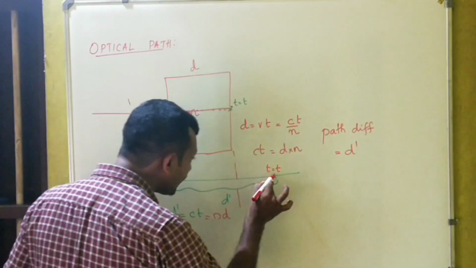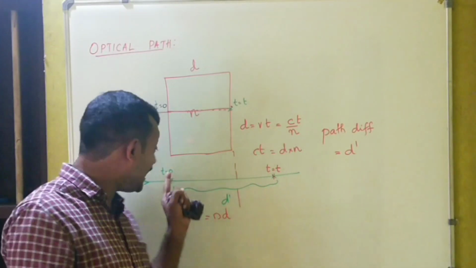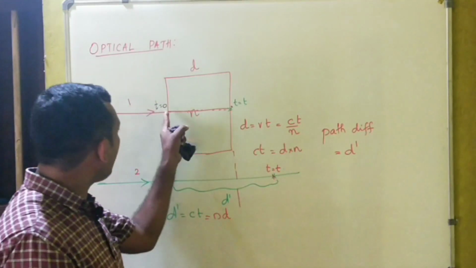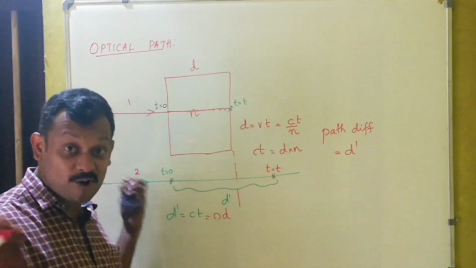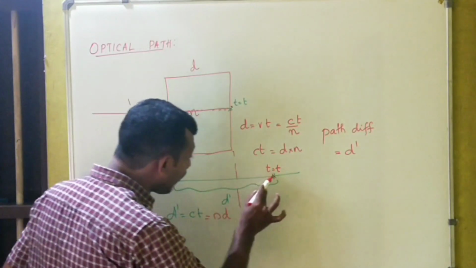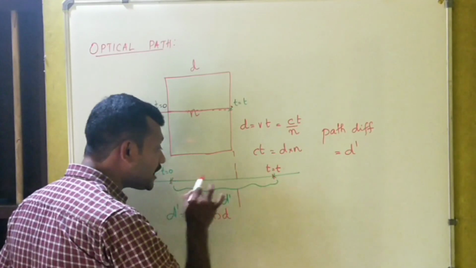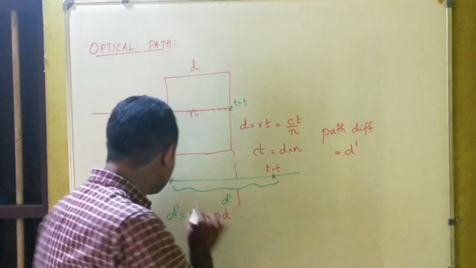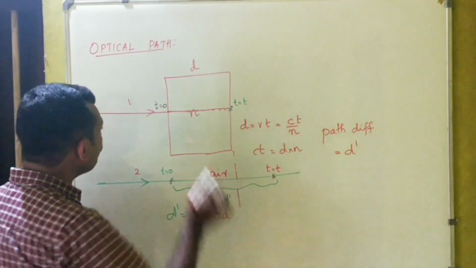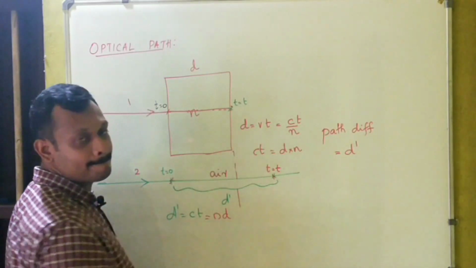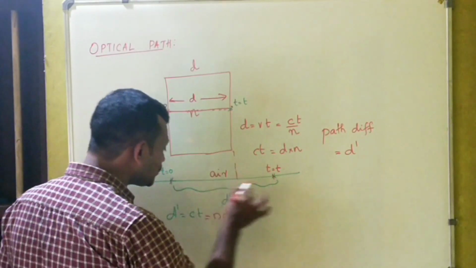This is the path traveled in air in time T. This is the path traveled in medium in time T. I repeat, what is this? Come on, all of you listen properly. This is the path traveled in time T in air. And this is traveled in the medium, and this is equal to D. This distance is D. The other distance is D dash.